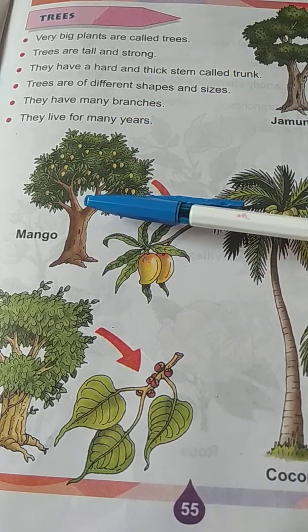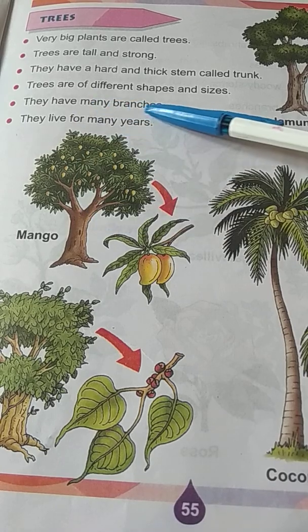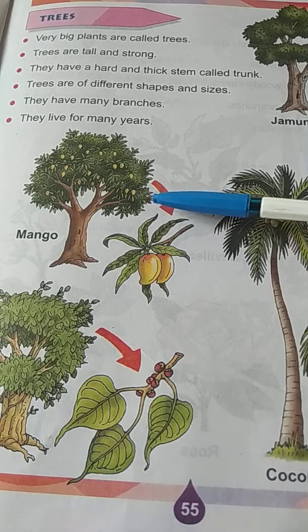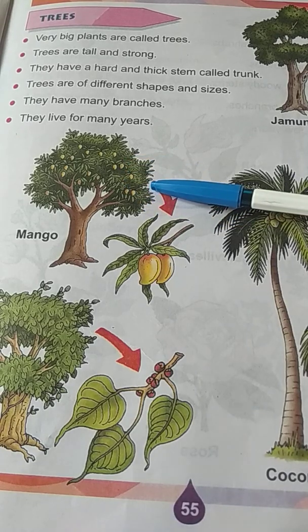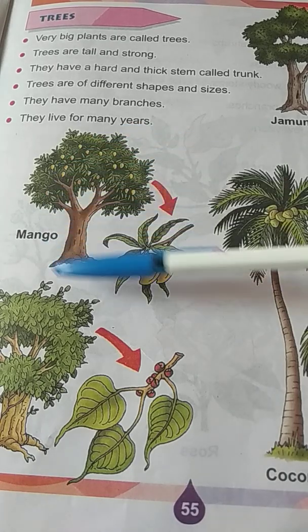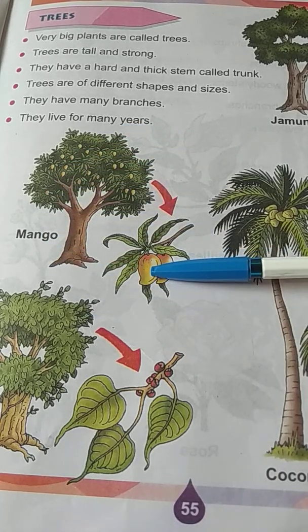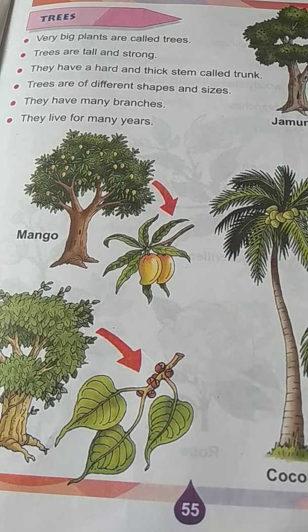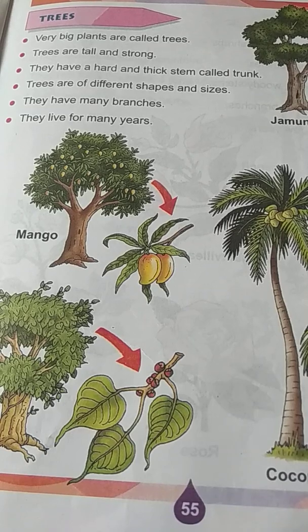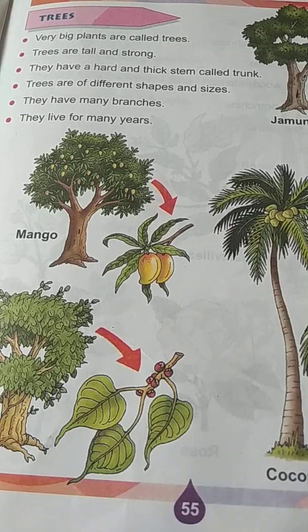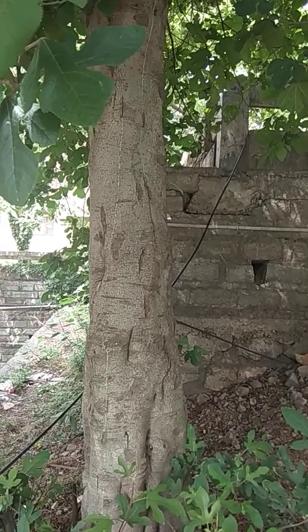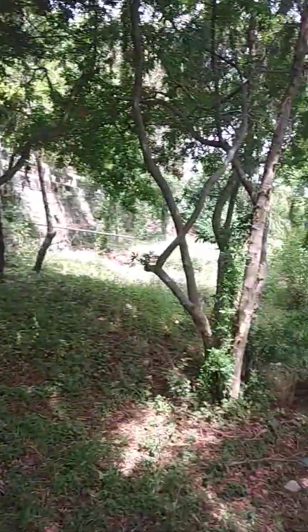And these trees also have many branches on which leaves and flowers and fruits are growing. And these trees live for many years. So with this we will today go outside and observe some of the trees around us. Now if you see around, you have different trees that I can show you in my surroundings.